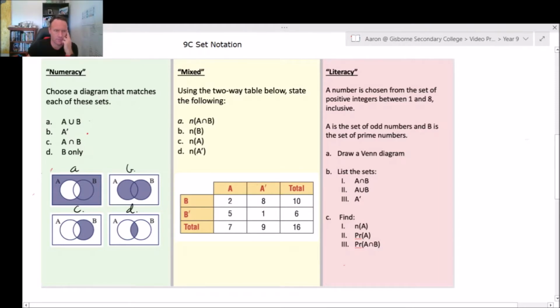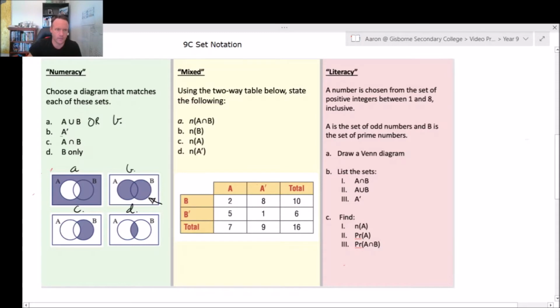So A union B is anything that's A or B. I like to think of it as anything that's A or B. If I look at these, I look at this top right one and go, right, that shows me everything that's in A or B. So we'll say it's B for that one.